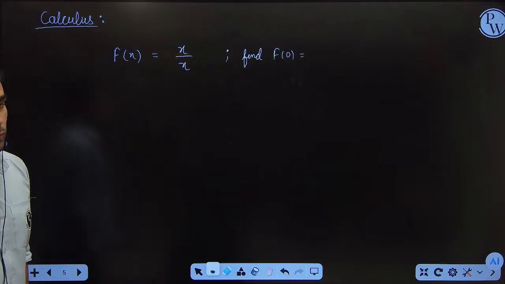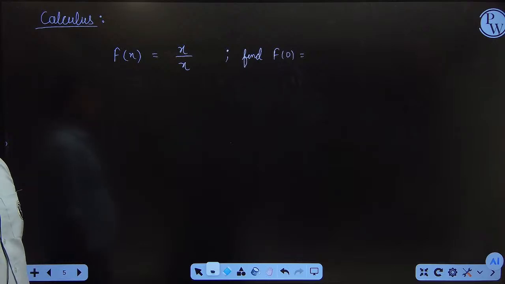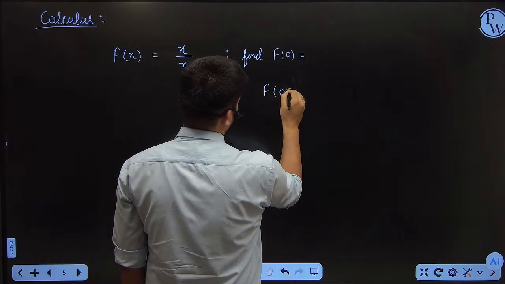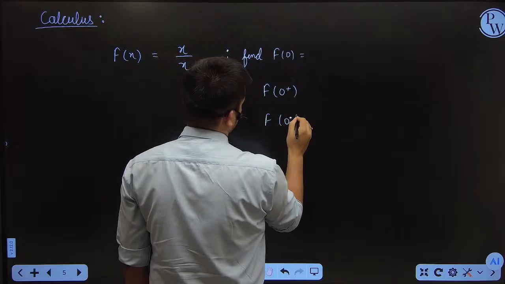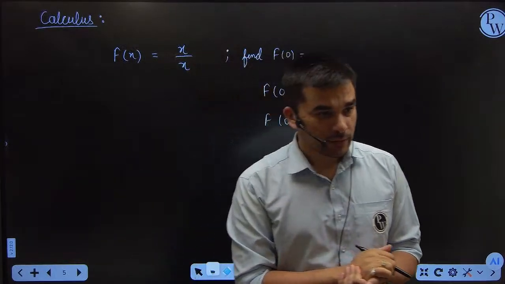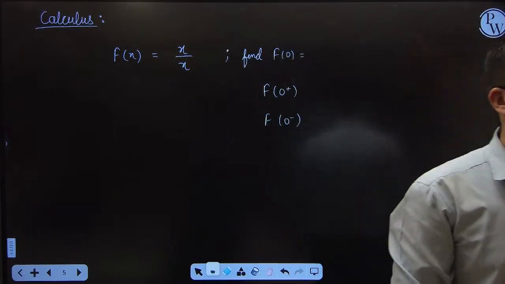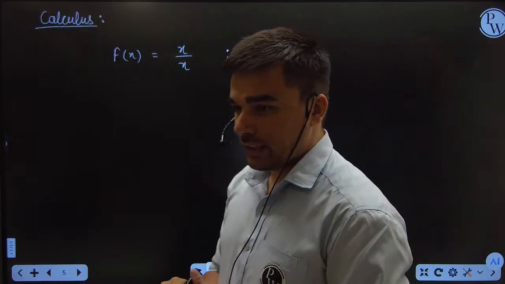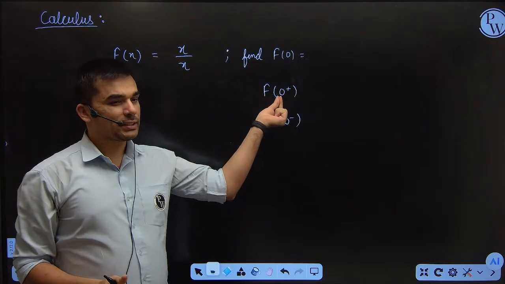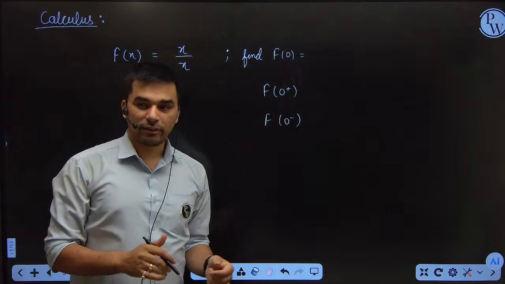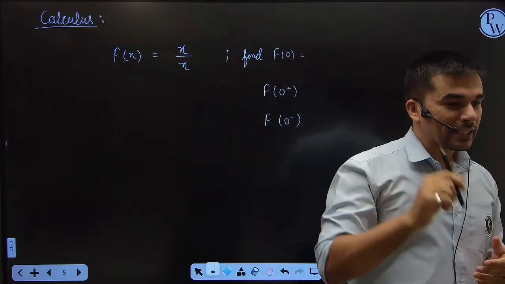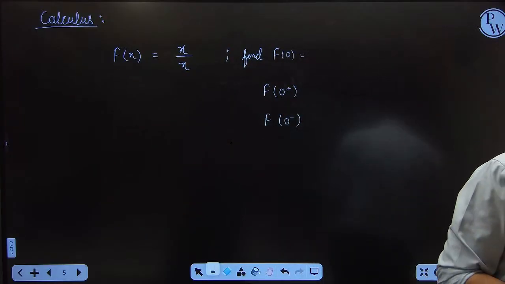But what if I ask you what is the value of this f of 0 plus and 0 minus? What is the meaning of 0 plus and 0 minus, by the way? Will it still be undefined? 0 plus means we are talking about a value which is very slightly greater than 0, of the order of 0.00001, something like that. Similarly, 0 minus will be a value which is slightly lesser than 0. It can be minus 0.00001. Under that assumption, can we say that this function is defined?